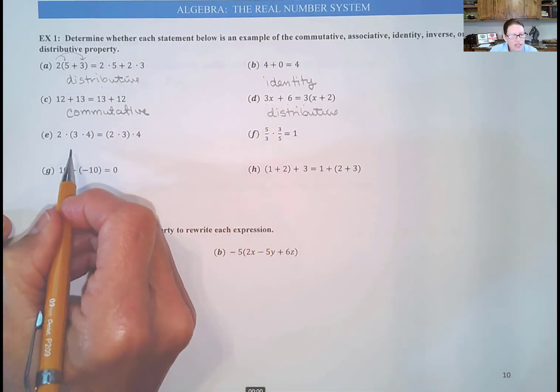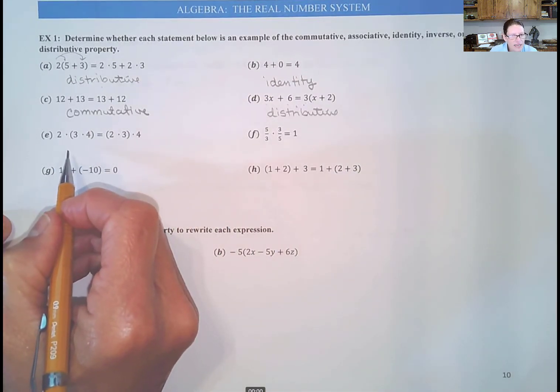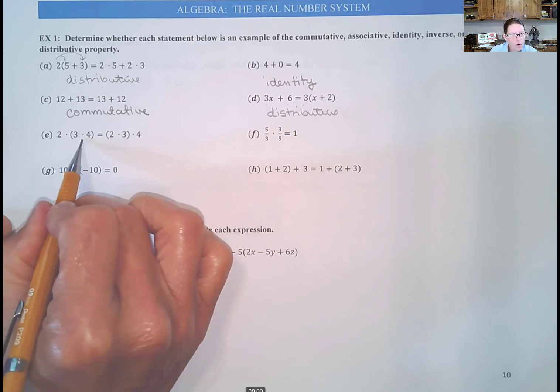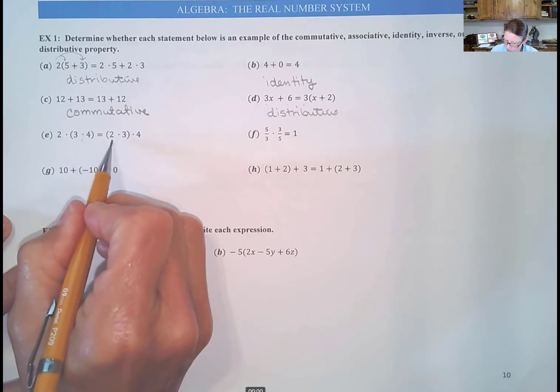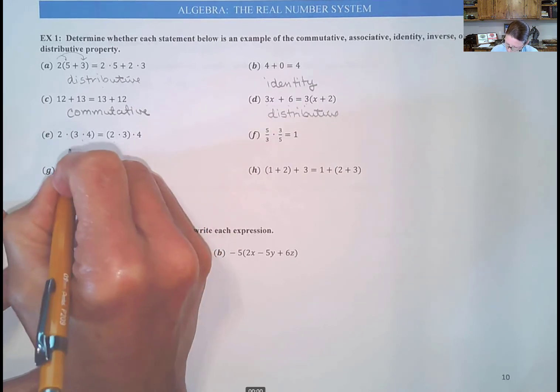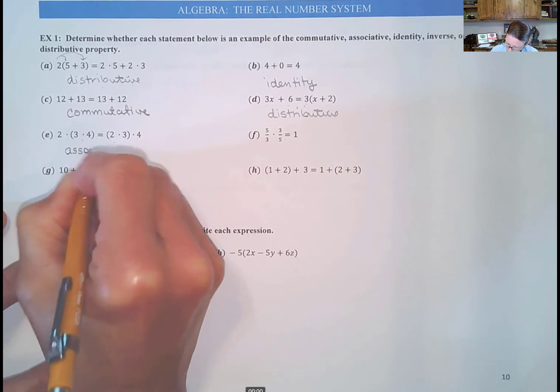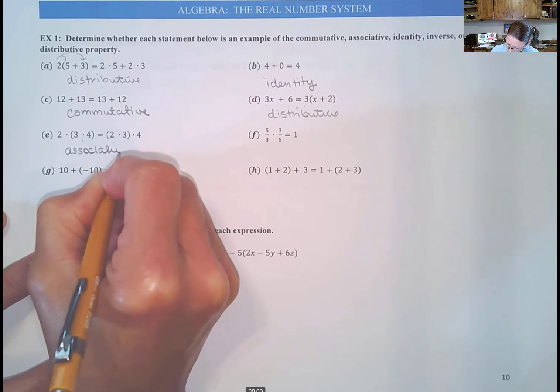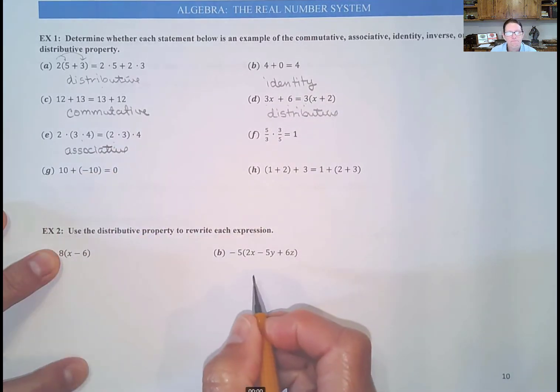Now in part E, it looks like we have different groupings or associations. The 3 and 4 are grouped on the left, the 2 and 3 on the right, and this is the associative property of multiplication. Let's write associative for associative property.